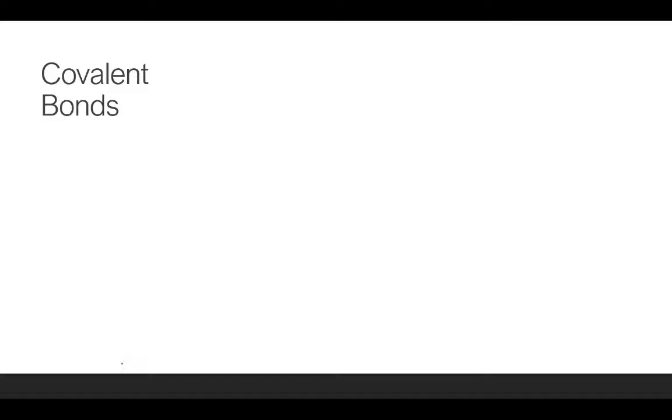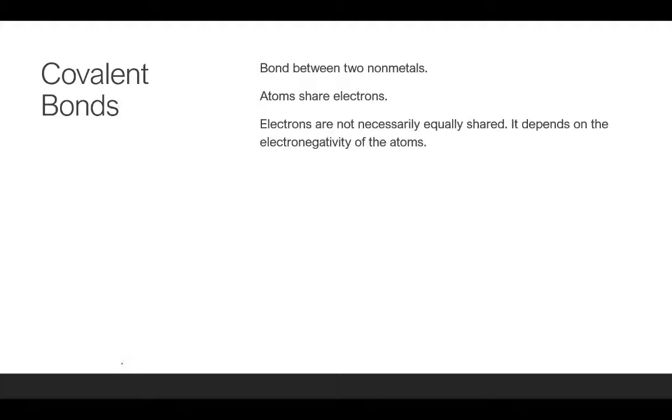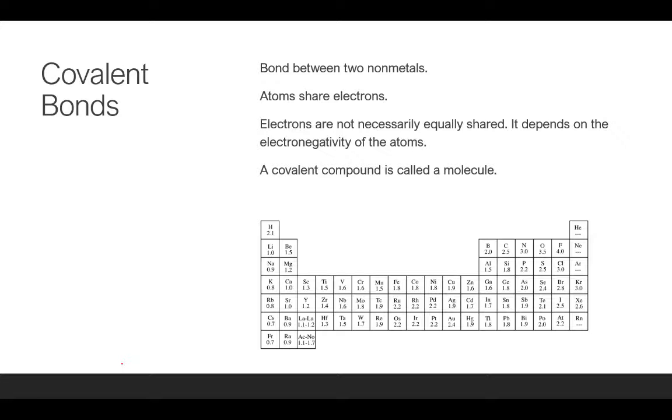So another type of bonding is covalent bonding. It's a bond between 2 nonmetals, and in this case, the atoms are sharing electrons. Electrons are not necessarily equally shared. It depends on the electronegativity of the atoms, as talked about in the previous video. A covalent compound is called a molecule.